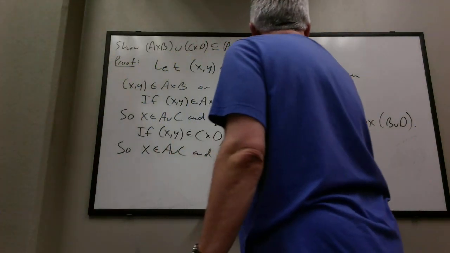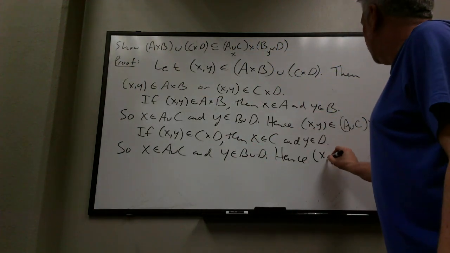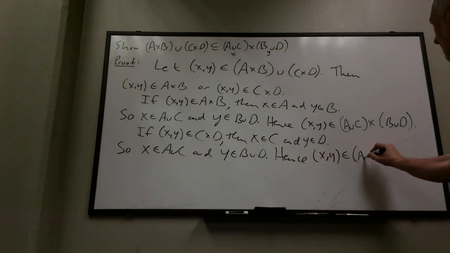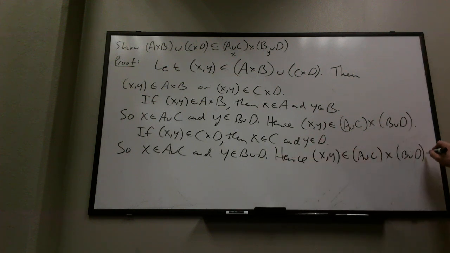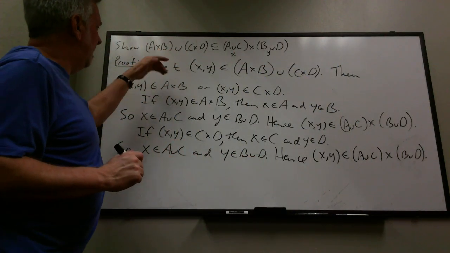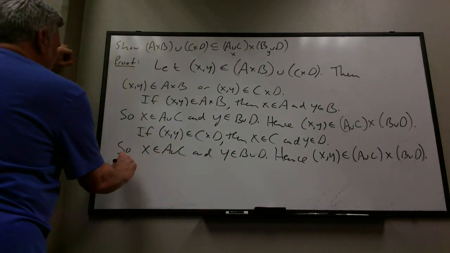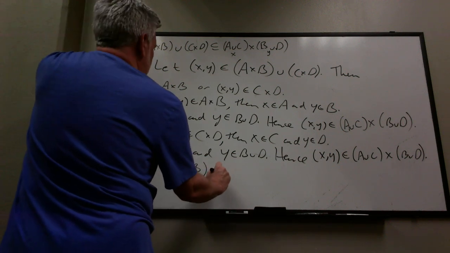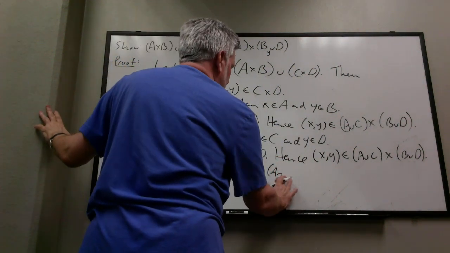Right, so hence, I'm using the same verbiage as I did before to tell the reader it's the exact same argument. Hence, where is xy? Right, x is in A union C, so xy is in A union C cross y is in B union D. So notice we started with an xy on the left-hand side. In each case, we got xy was on the right-hand side. So what's the conclusion? Therefore, we get A cross B union C cross D is a subset of the right-hand side.